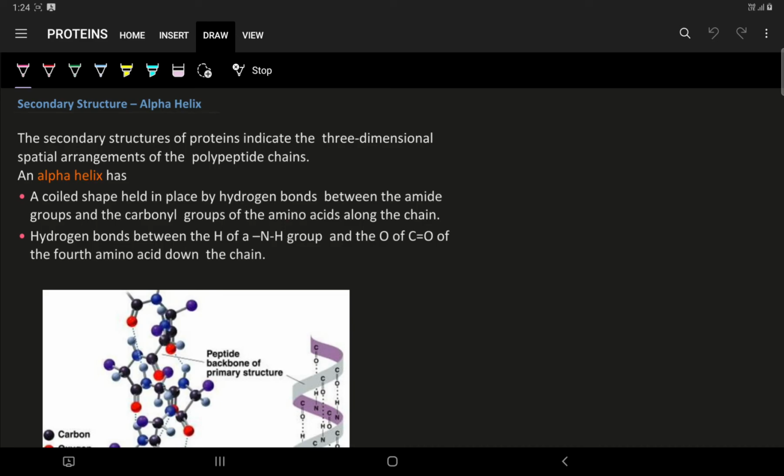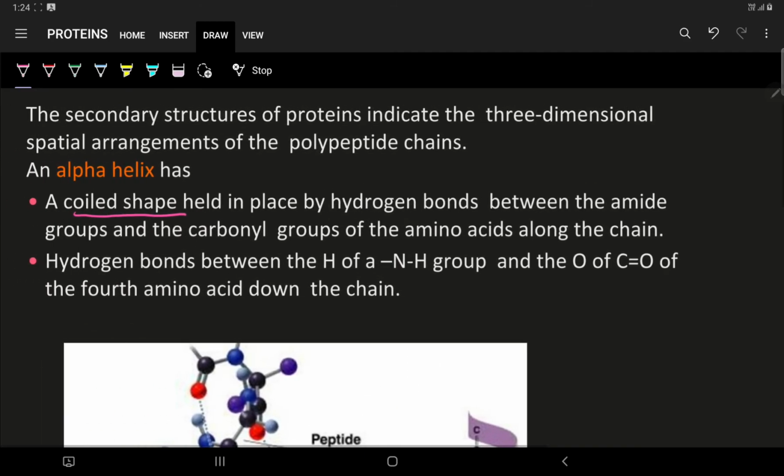So what is an alpha helix? A secondary structure of proteins indicates the three-dimensional spatial arrangement of the polypeptide chain, in which an alpha helix has a coiled shape held in place by hydrogen bonds between the amide groups and carbonyl groups of amino acids along the chain. So this pattern occurs within the same chain.